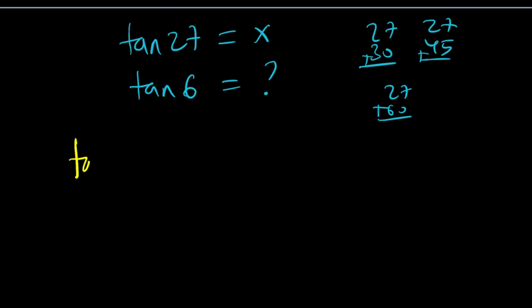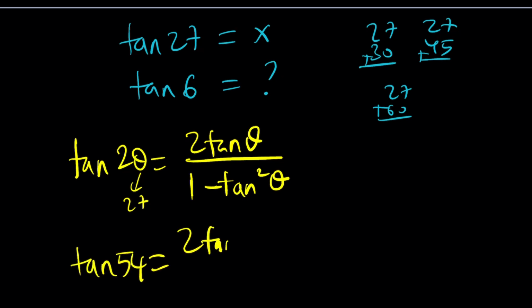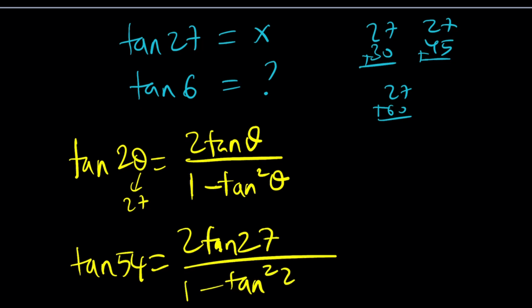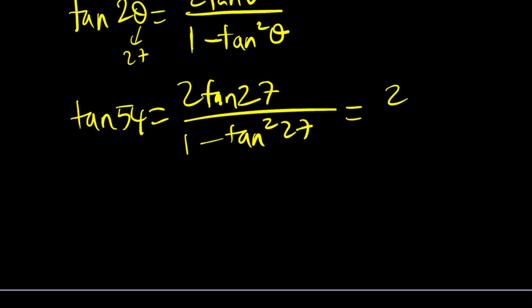So tangent 2 theta is equal to 2 tangent theta divided by 1 minus tangent squared theta. Hopefully you know this from tangent x plus y, replace x and y with theta, and you get the double angle formula. Now I want to replace theta with 27, and that gives me tangent 54 equals 2 tangent 27 divided by 1 minus tangent squared 27. Now, tangent 27 is known to be x, so this is going to be 2x over 1 minus x squared.